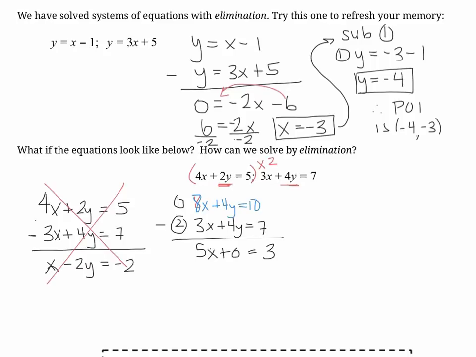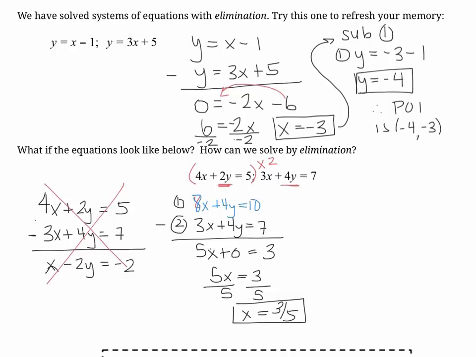So now we have one equation, one unknown, and we can solve it. So 5x plus 0 is just 5x equals 3. We can isolate for x by dividing by 5, and we have the first coordinate of our point of intersection. It's 3 over 5. So how the heck do we find our y?